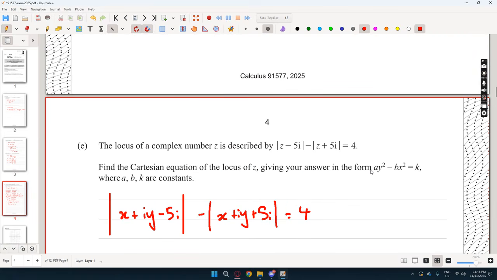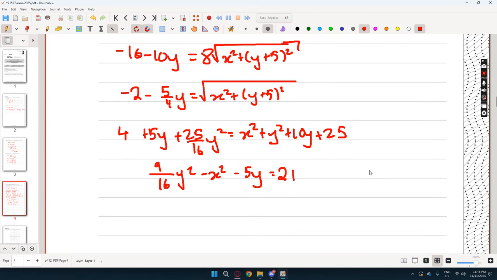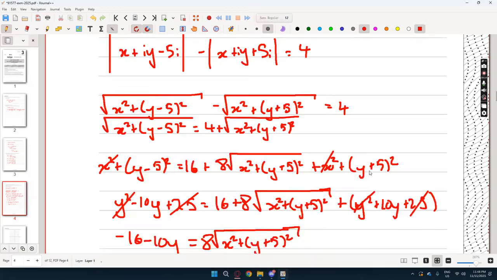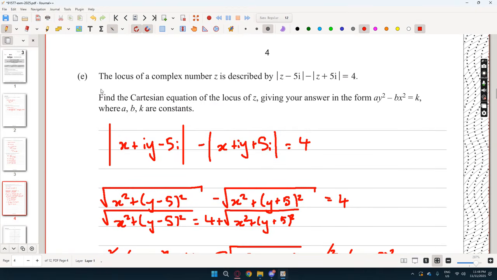Uh-oh. That's not good. That's really not good. Oh god, okay. How? Minus 5 squared minus that equals 4. Okay, that seems fine.